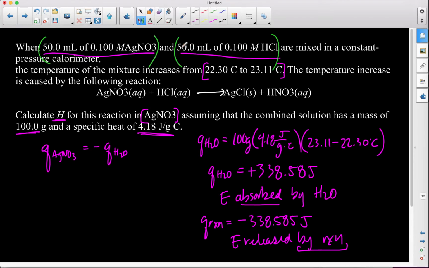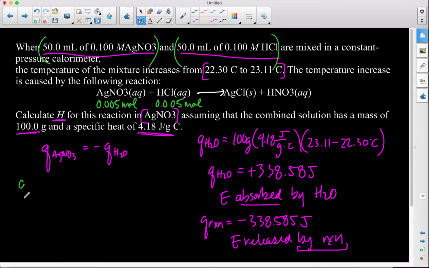This is 0.05 liters times 0.1 moles per liter, which means we have 0.005 moles of this and 0.005 moles of this, okay? Which means that there's no limiting reactant, right? They are stoichiometrically equivalent. That's important because if this were the limiting reactant, that would limit how much of this we would have reacted. If this were limiting, it would have limited how much of this would have reacted, and we wouldn't have used all 0.005 moles. Okay?